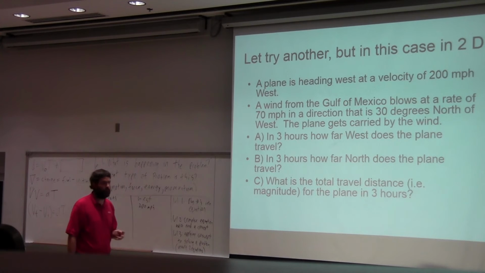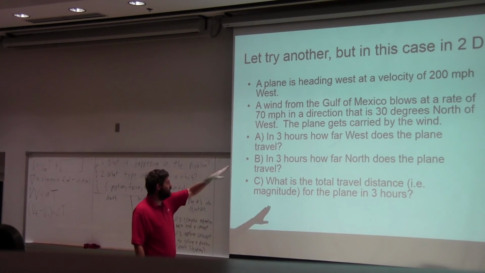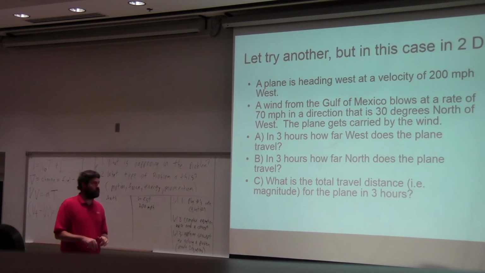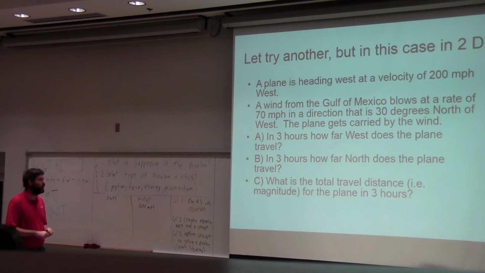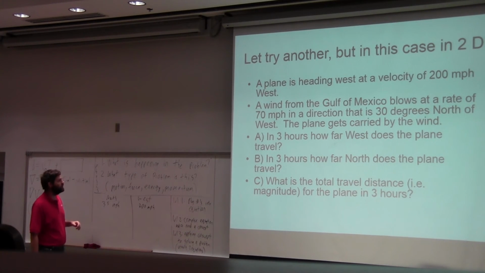Now the air itself is moving 70 miles per hour at an angle 30 degrees north of west. So it's mostly to the west, but a slight bit to the north. Now, for those of you who know your trig, you'll be able to break down this triangle pretty quickly and know that the north velocity is going to be 35, and that the west velocity is going to be 0.86 times 70, let's call it 60.